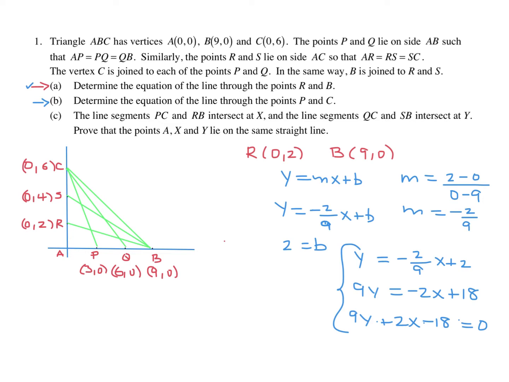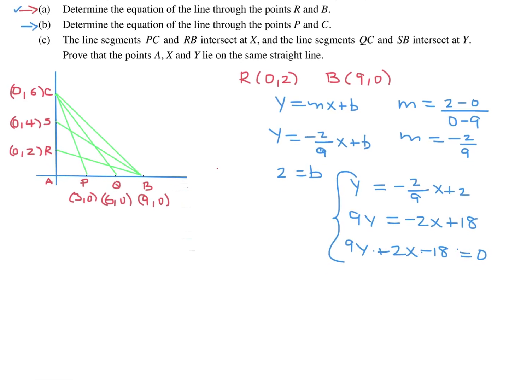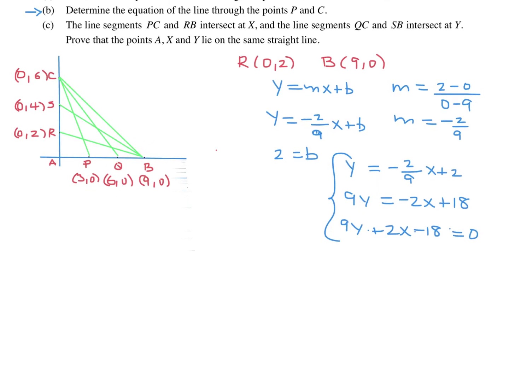Determine the equation of the line through P and C. Where's P and where's C? Okay, so this is the same story all over again. Here's P and here's C. And it's pretty much identical to what I just did. So let's do that. Shouldn't be that hard. So P and C. Here we go. What is P and what is C? P is (3, 0), and C is (0, 6).